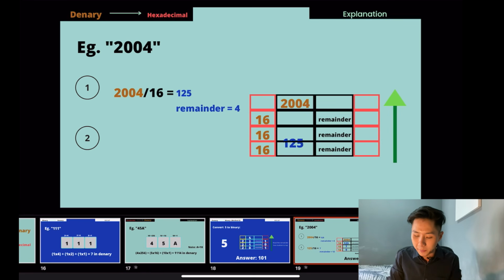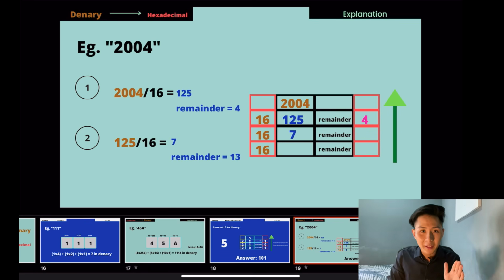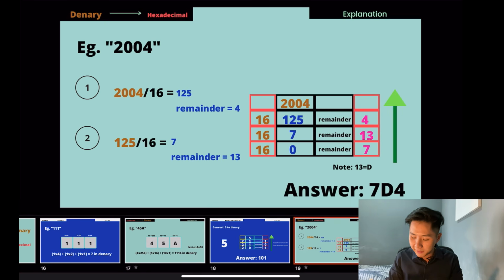So we just write the value back into our table here. And let's continue to divide this 125 by 16. We'll get a quotient of 7, remainder of 13. But remember, in hexadecimal, there is no value 13. 13 is represented by the character D, all right? And so on and so forth. We just divide 7 by 16. We get 0 as quotient and 7 as our remainder. To construct it, we read the remainder from bottom up, and we'll have the value of 7D4. So 13 is equivalent to the value D in hexadecimal.